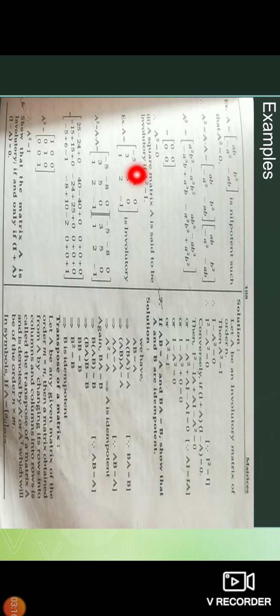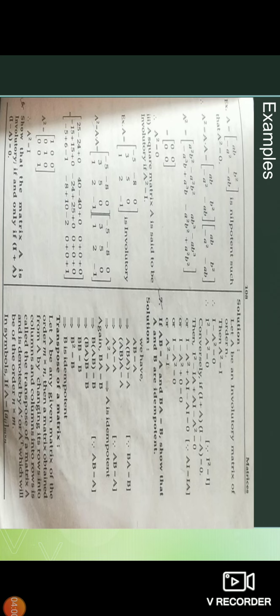ह्या ए मॅट्रिक्सचा जर स्क्वेअर केला, स्क्वेअर केल्यानंतर काय होईल, ए इंटू ए. We know already A is a matrix. A square is equal to A into A, multiply both matrices. Now we know the procedure of multiplication of two matrices. First row first column, first row second column, first row third column, second row first column, second row second column, second row third column, and lastly last row first column, last row second column, last row third column, like this.